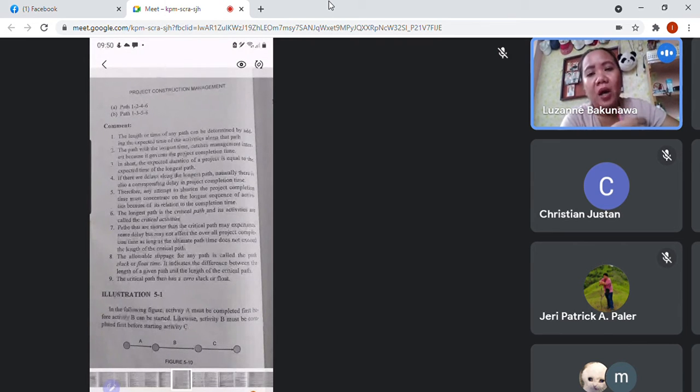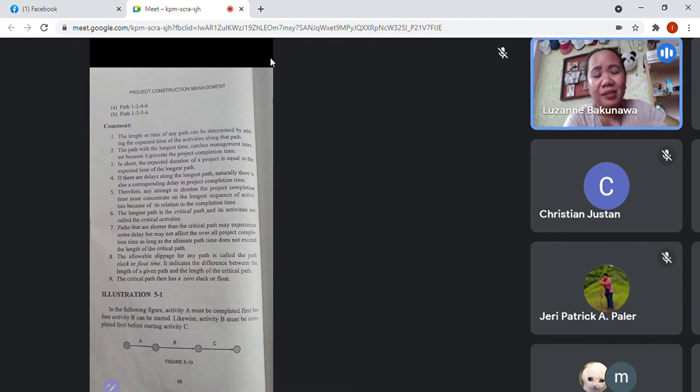No, kay dili man siya makaapekto og delay. Naa siyay slack time. And then, the allowable slippage of any path is called the slack or float time. So, katong mga pwede ra malangan, mao na katong giingon nga naay slack time or float time. Mura bag free time, time to snacks.